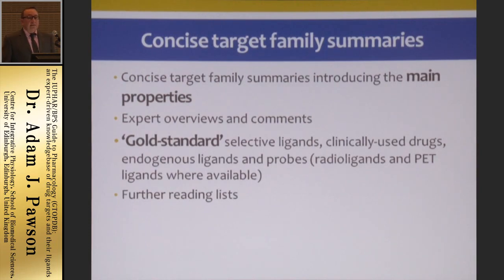So to start with the first level of annotation, that's the concise target family. This is essentially the level of detail that was contained in the original GRAC, or the Guide to Receptor and Channel publication. It introduces the families and the main properties of the families. There are expert overviews and comments with recommendations on selective ligands that can be used in the laboratory, clinically used drugs, endogenous ligands and probes, and then also further reading lists.